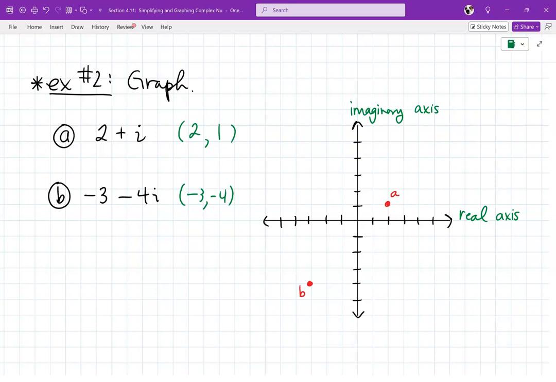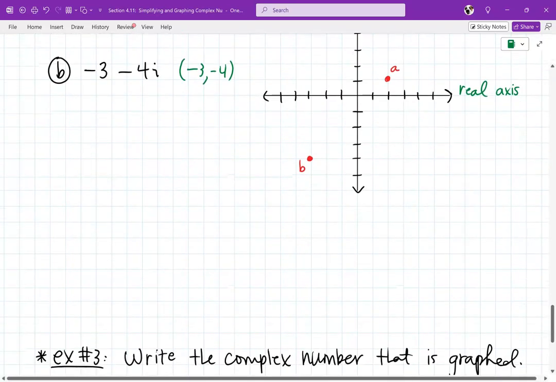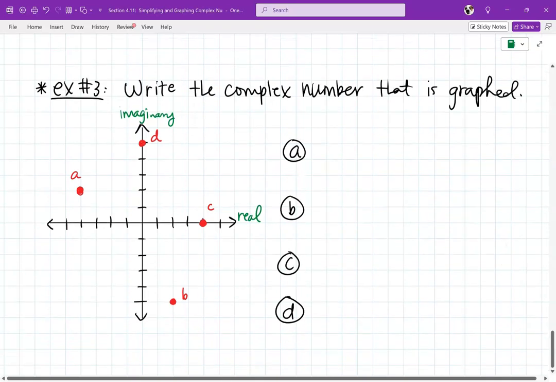Example 3 is going to be just backwards. I'm going to give you a bunch of points, and then you're going to give me the complex number, okay? But I would recommend when we do that, you write the point first, and then you write the complex number. So here we go. Example 3. Let me give you a little bit of time to write this out.